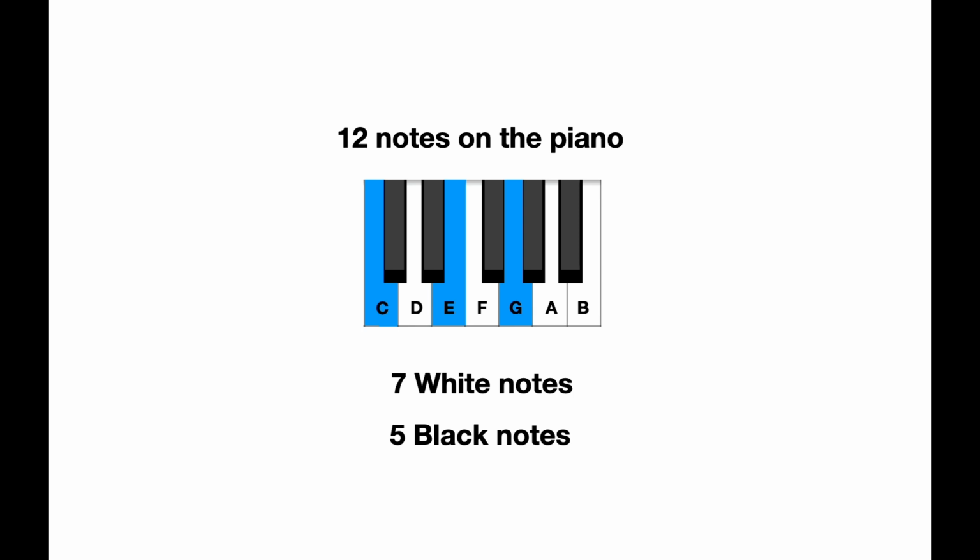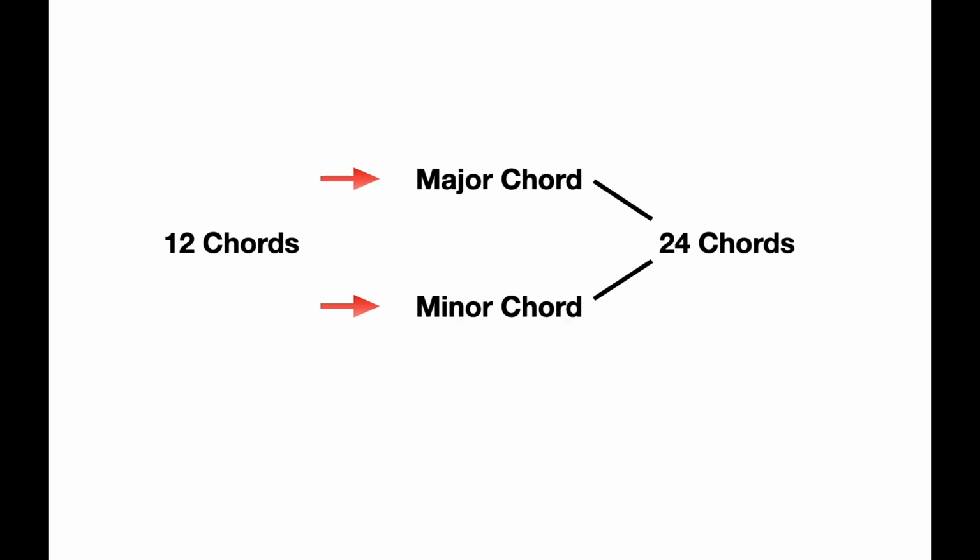Now, there are lots of different types of chords that you can learn to play, but every single chord is derived from either a major chord or a minor chord. So today I'm going to teach you how to play a major chord or a minor chord from every note on the piano. So that's 12 major chords and 12 minor chords, which is of course 24 chords. And that's a lot. For anybody to learn and memorize 24 chords, it's really tough.